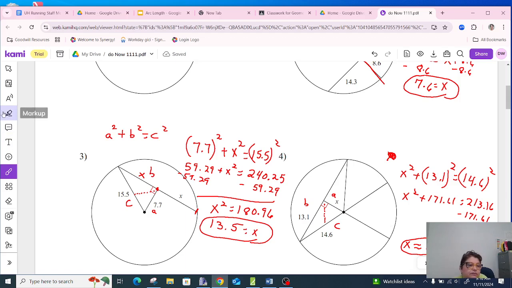We just rounded incorrectly there. Let me fix that. 0.4. Okay, there we go.